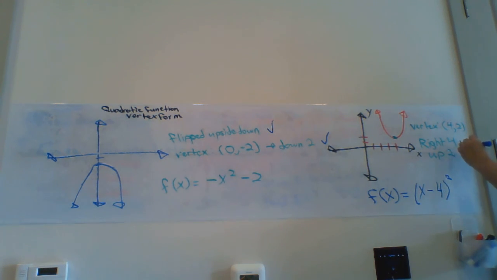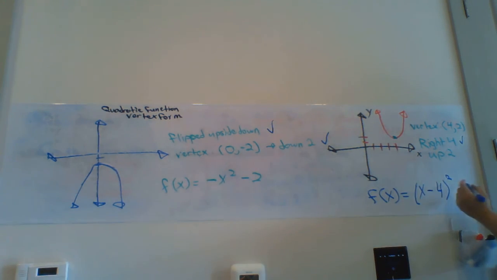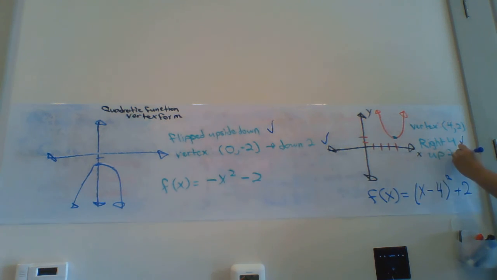All right, so I've got the right 4 checked off. Don't forget about that up 2, right? Don't forget about this guy. But this one is fairly simple. Remember, all you have to do is add it to the end. So up 2 really means just plus 2 at the very end, outside the parentheses after the squared. And that is your function. So I've got the quantity of x minus 4 squared plus 2. And that checks off all of my steps.